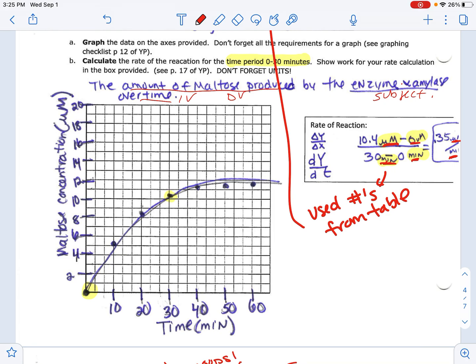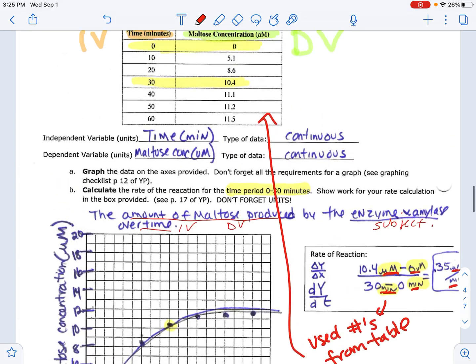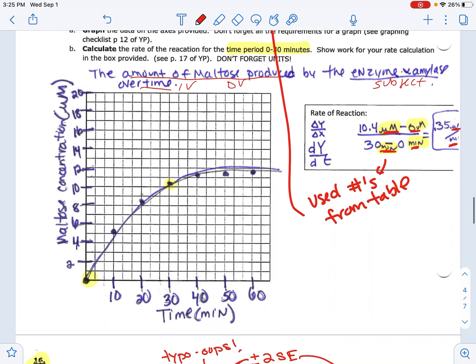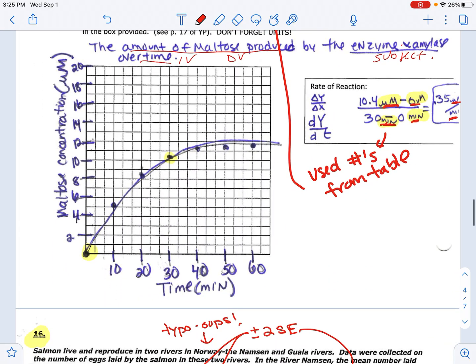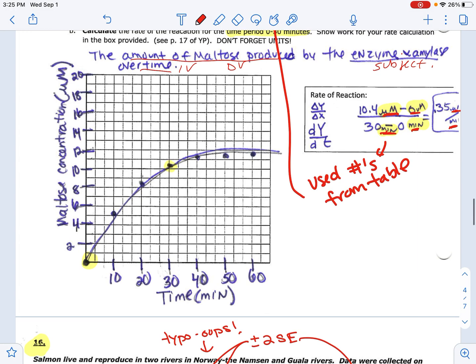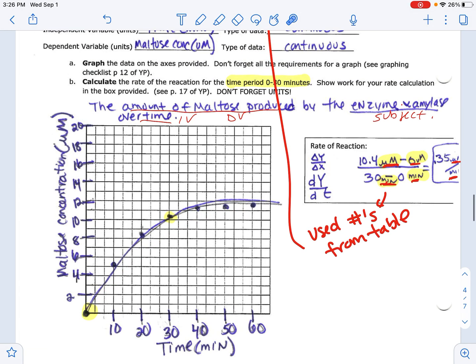In this one, we're not graphing averages or means. So this is just raw data. It hasn't been averaged, so you don't have to say that. And then over here, it kind of got cut off, but I just did the slope of the line to calculate the rate. I noticed a lot of people did 0 to 60. It told you specifically the time period 0 to 30.